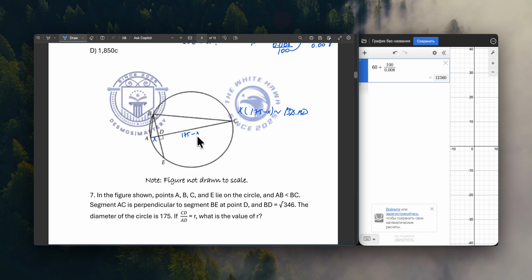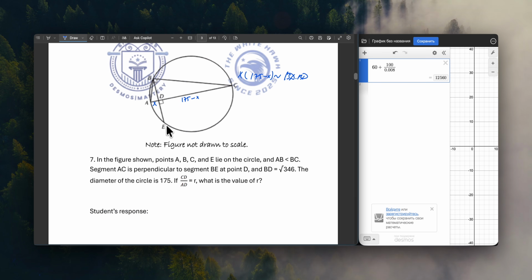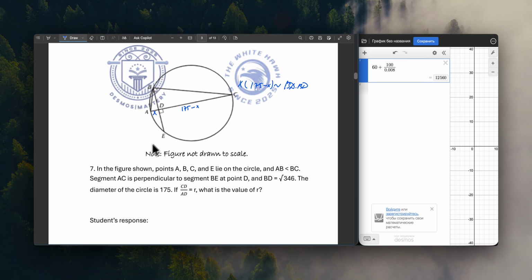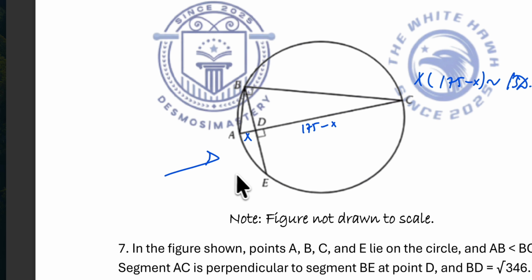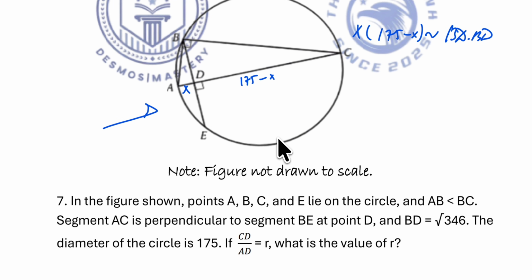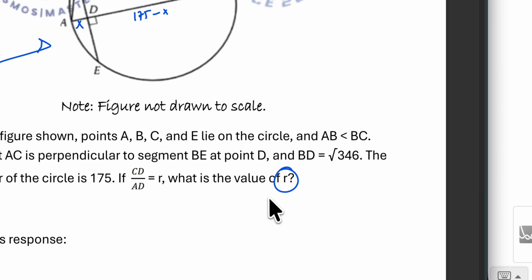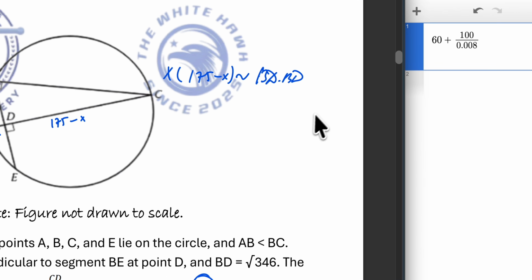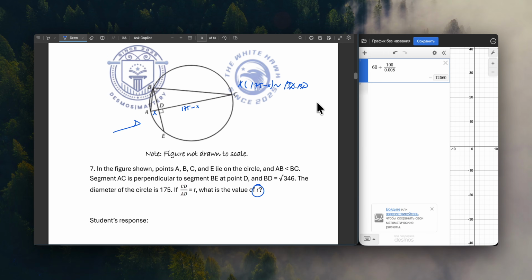Next one, then we have the figure, a notoriously famous circle, and we need to find the value of R. I have seen this type of problem in the September exam, and maybe it will be in December. Like, that is a very easy one.